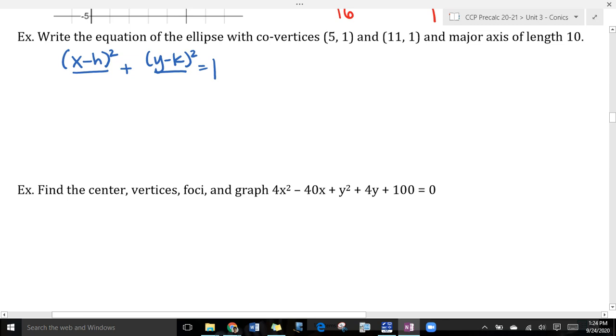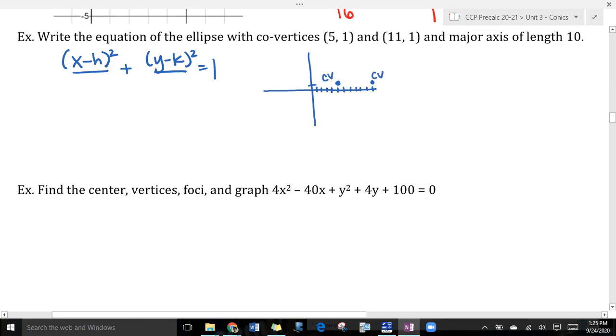Now, if you can visualize these points and think about the information they tell you without graphing, that's great, and go for it. I am more of a visual person. I'd rather see what these look like to help me find a and b in the center and all that. So I'm going to plot these points. First I have a co-vertex at (5, 1). So 1, 2, 3, 4, 5, 1. And then I have another one out there at (11, 1). So 6, 7, 8, 9, 10. Running out of room, 11, 1. So these are my co-vertices.